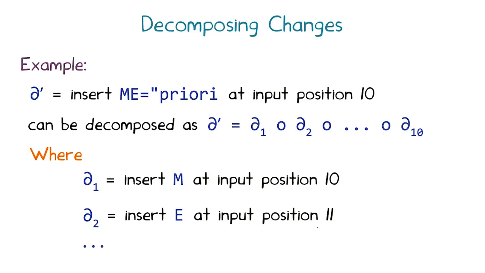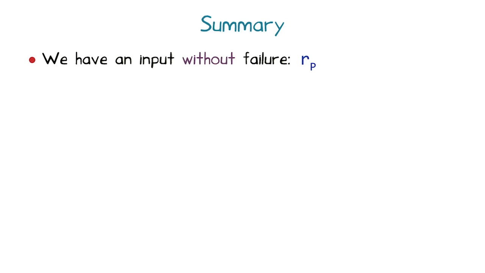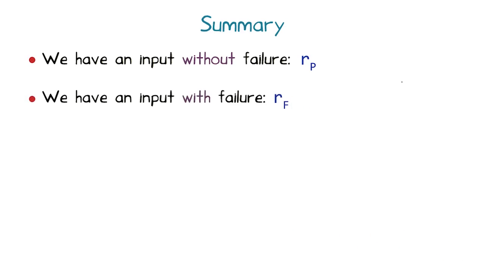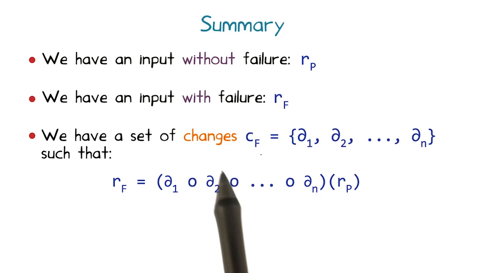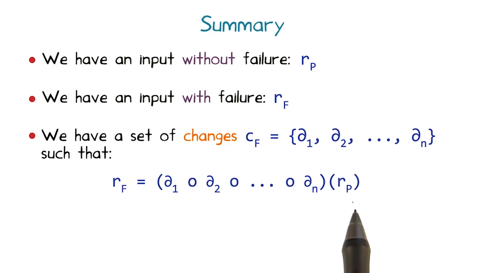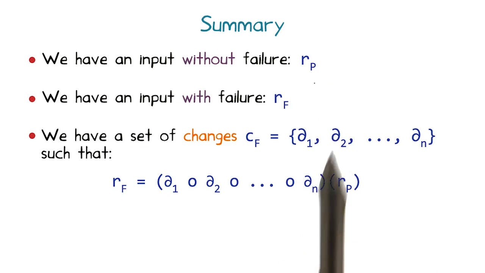Let's review the setup we have going into the delta debugging algorithm. We have an input on which a program passes, RP. We have an input on which a program fails, RF. And we have a set of elementary changes, which we will call CF, such that applying the changes in order to RP yields RF.